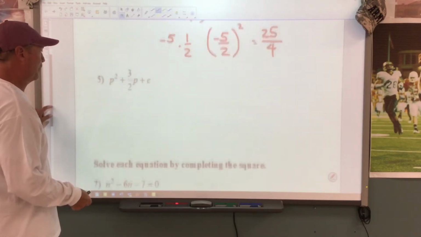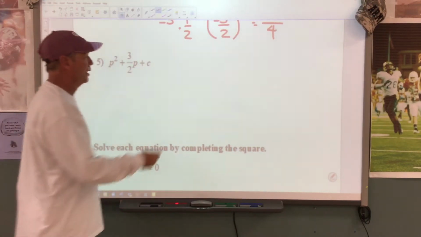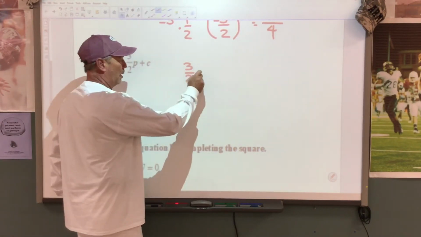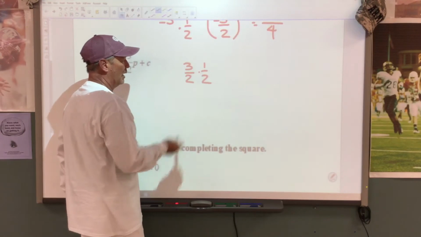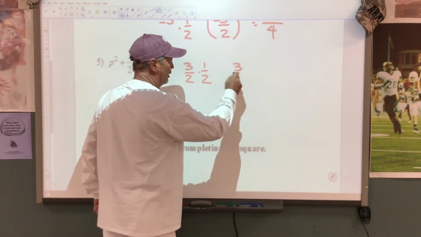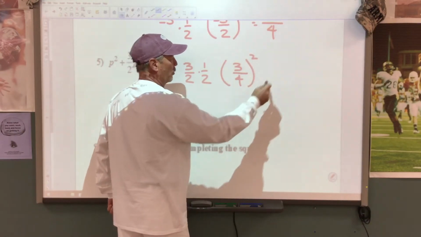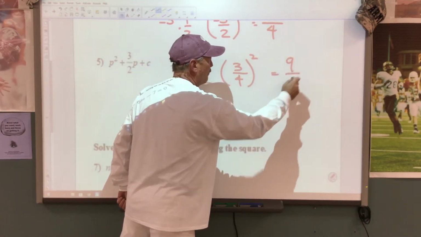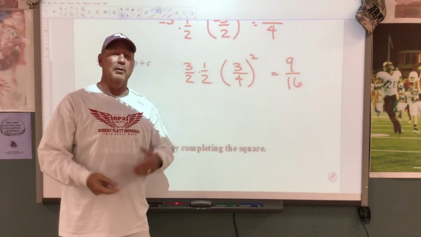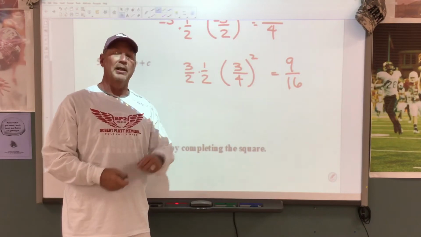What if my B value is a fraction? My B value is 3/2. We're going to take our B value. We're not going to divide by 2, but we're going to multiply by 1/2. And that's going to give me 3 over 2 times 2, so 3 times 1 is 3, 2 times 2 is 4, and then we're going to square that, and we're going to get 9/16. How do you find your C value? B divided by 2 and then square it, or B times 1/2 and then square it.